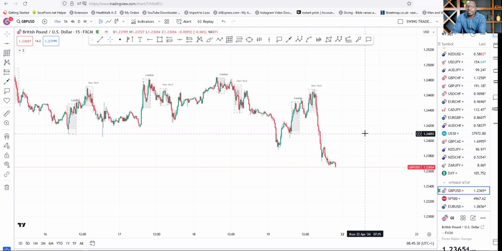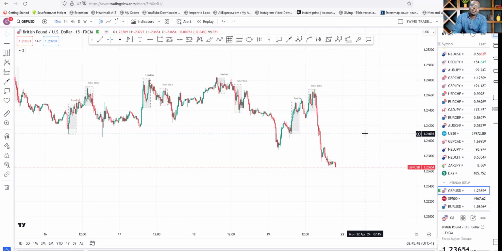This is week 17 and we are going to be looking at some trades, setups and trends that we'll be trading this week. I'm going to be looking at three pairs, specifically GBPUSD, SP500 and Euro USD.